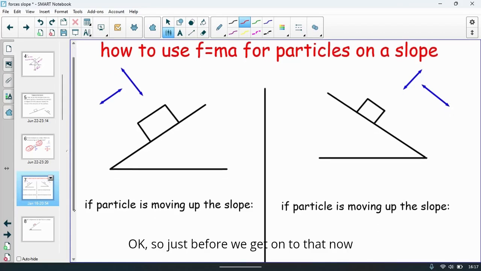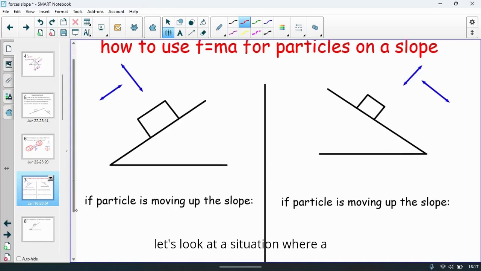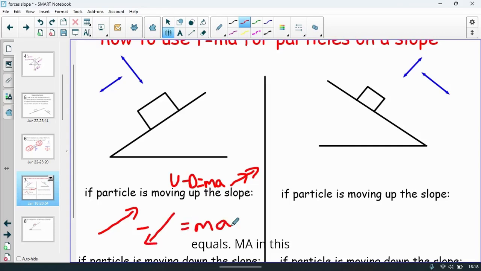Okay, so just before we get on to that now, we are using F equals ma again for these type of questions, and it's important that you know which directions to use the F equals ma equation. Right, now, first let's look at a situation where a particle is moving up the slope, which means it's moving in this direction. Okay, now generally up the slope means up minus down equals ma. Yeah, so what that means is up minus down equals ma in this context, right?